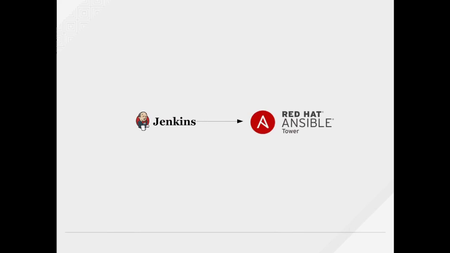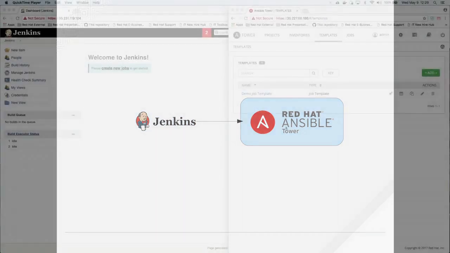tower in under 5 minutes. In this example, I will be using a freshly installed Jenkins 2 instance and an Ansible Tower 3.2.4 instance, which I have pre-built in Google Cloud.